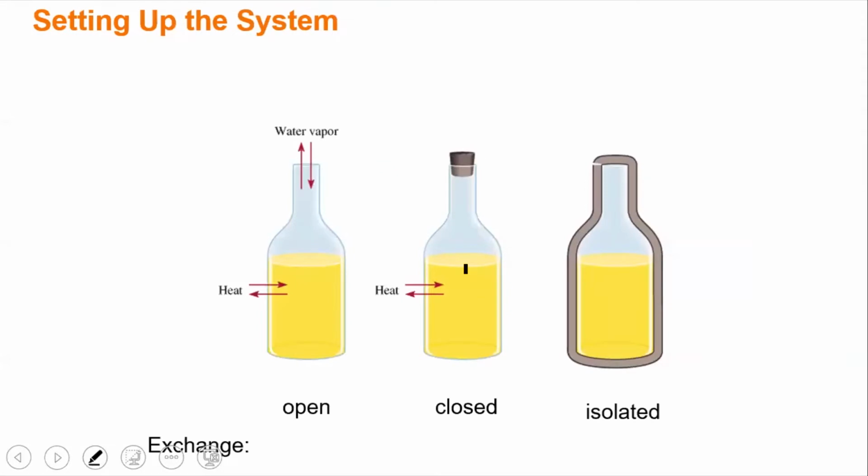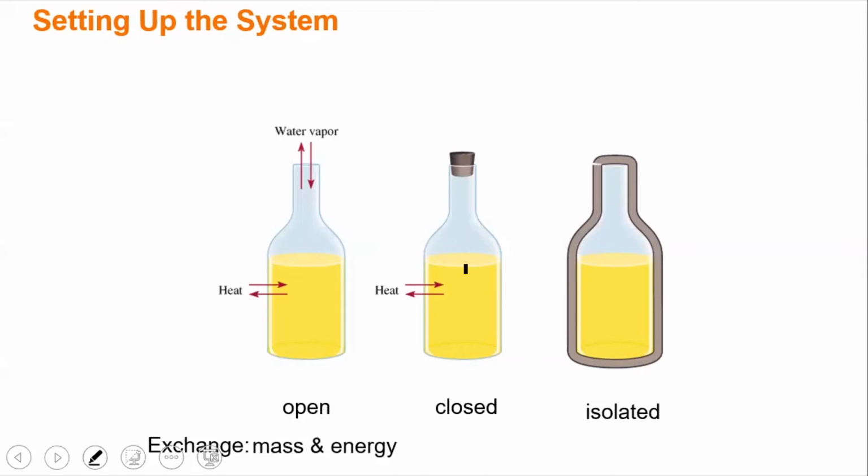Here are three different scenarios for how we should set up our system. On the left, let's say I have a bottle of water and it's open, and that's an open system because the water vapor that forms as the water vaporizes can escape. And because the container has no insulation properties, the water inside can exchange heat with the surroundings, and we call that an open system, all right? And we would say that in that case, both mass and energy can be exchanged with the surroundings.